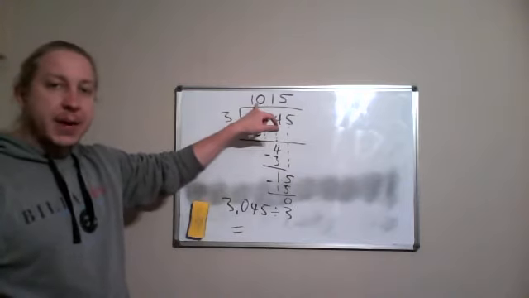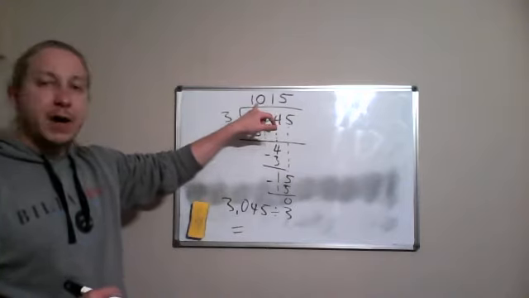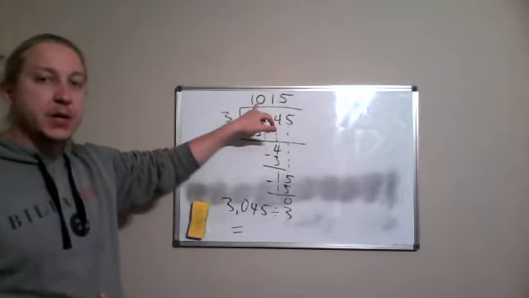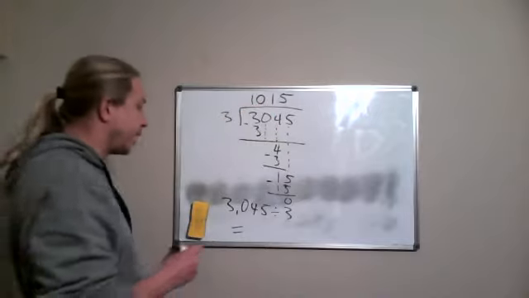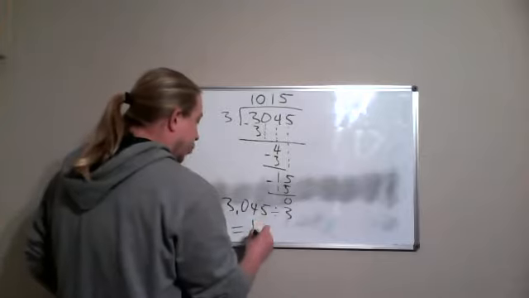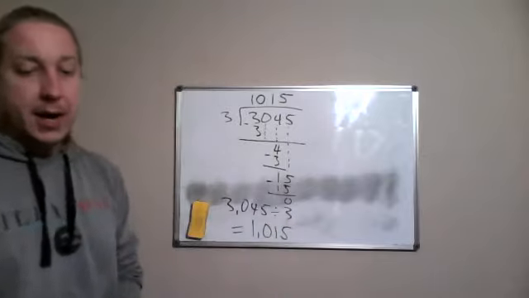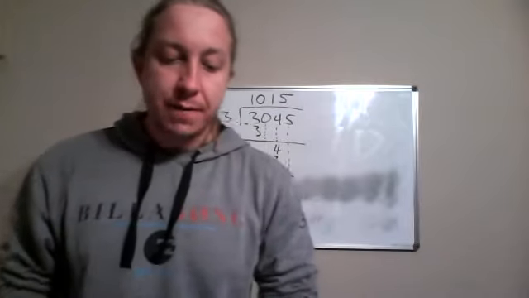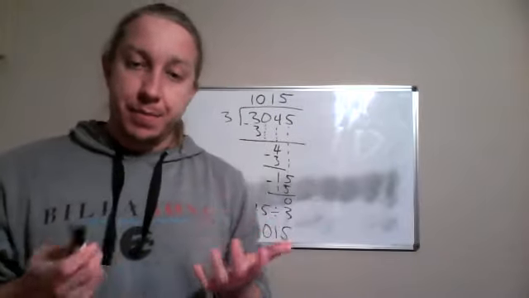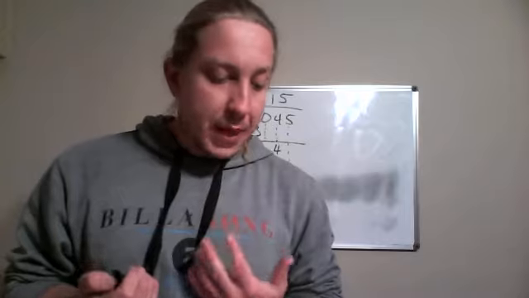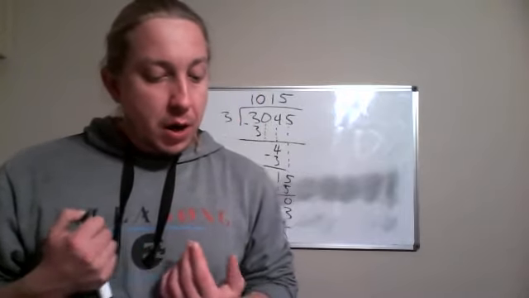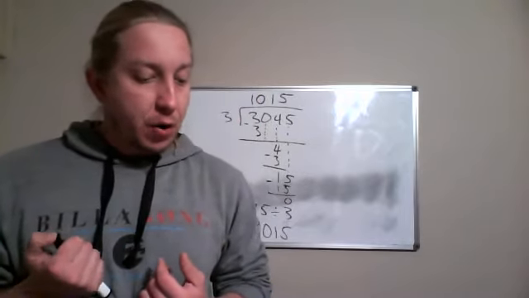Does our answer make sense? 1.015? Yes, because we estimated it to be around 1, which is fine. So the answer is 1.015. Okay, guys, so that is how we divide a number with a decimal comma, or a decimal fraction, by a whole number.